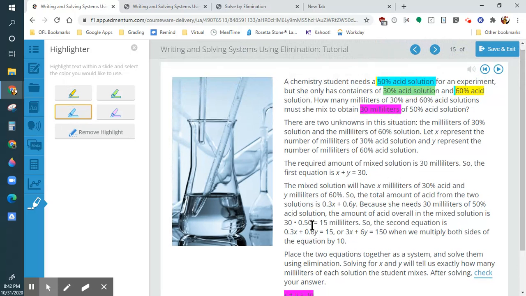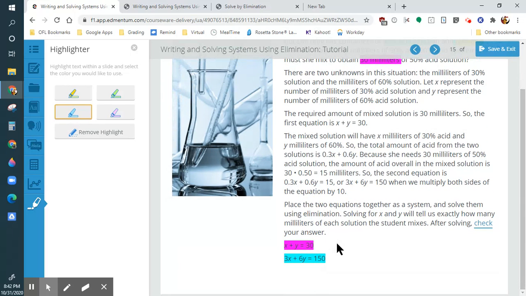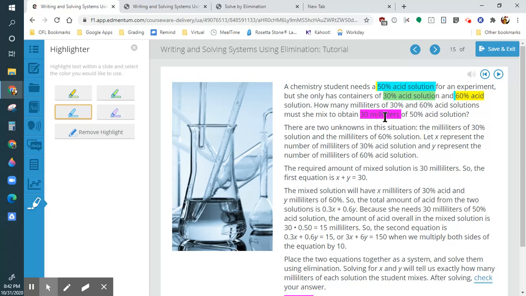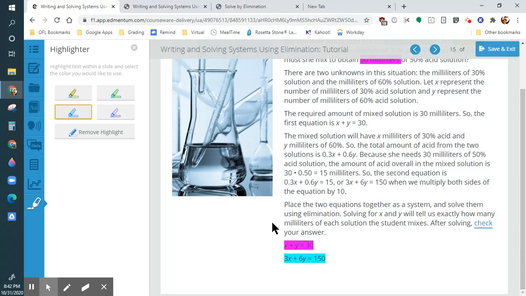The reason why this is a lot more than what we have is to think, if we want 50% and must mix to obtain the 50% solution, we're going to have to multiply this by the 50%. So that's 60. Where did they get the 150? Hang on here.